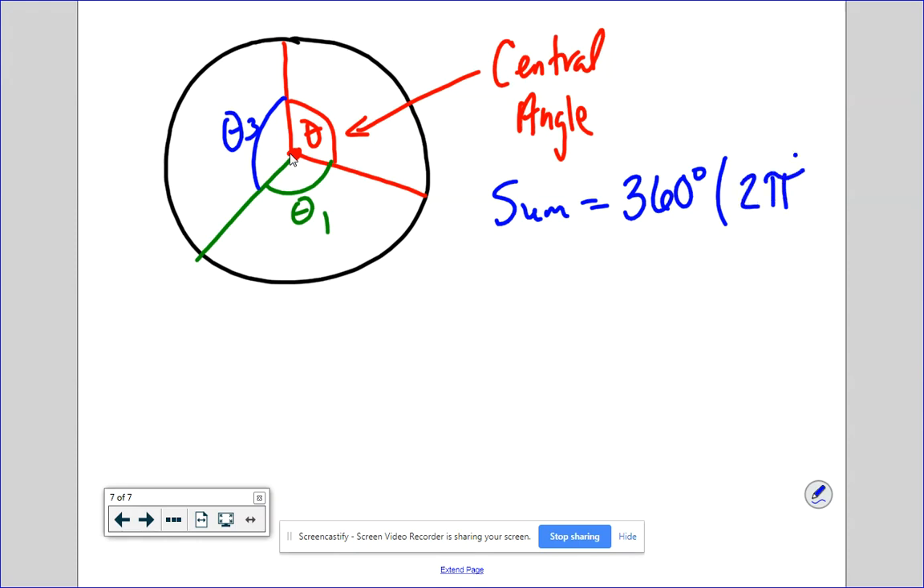Good. Okay, so again, central angles can be found just like what we talked about yesterday, as degrees or in radians. And we will interchange and use both of those. So that is a central angle.